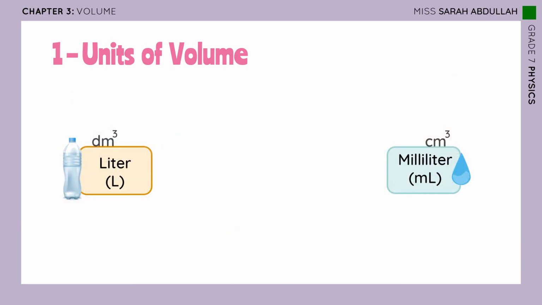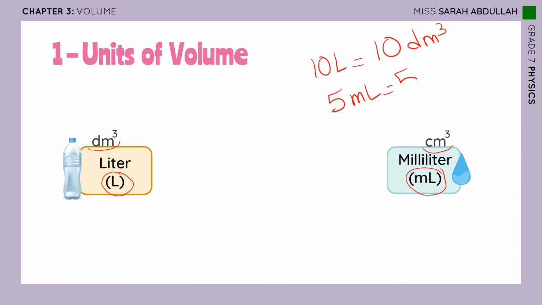Now that we already know that the cubic decimeter is the same as the liter and the cubic centimeter is the same as the milliliter, if I'm saying I have 10 liters, it is the same as 10 decimeter cube. And if I'm saying I have 5 milliliters, it is the same as 5 centimeter cube. Okay, so these units are the same.